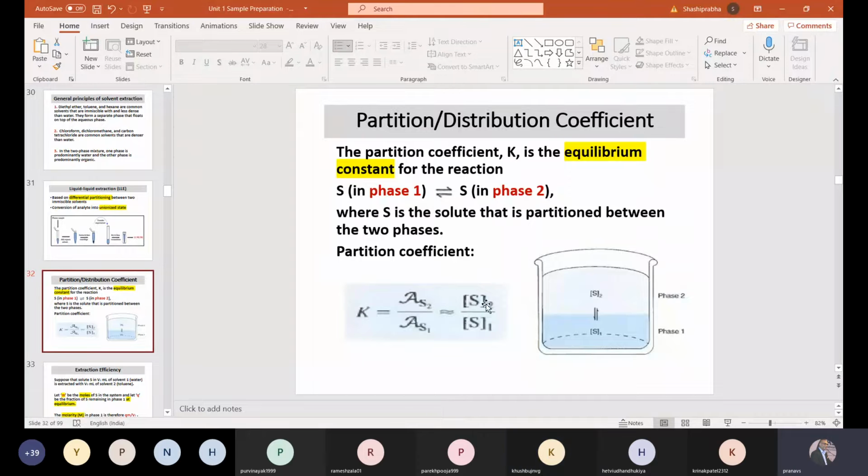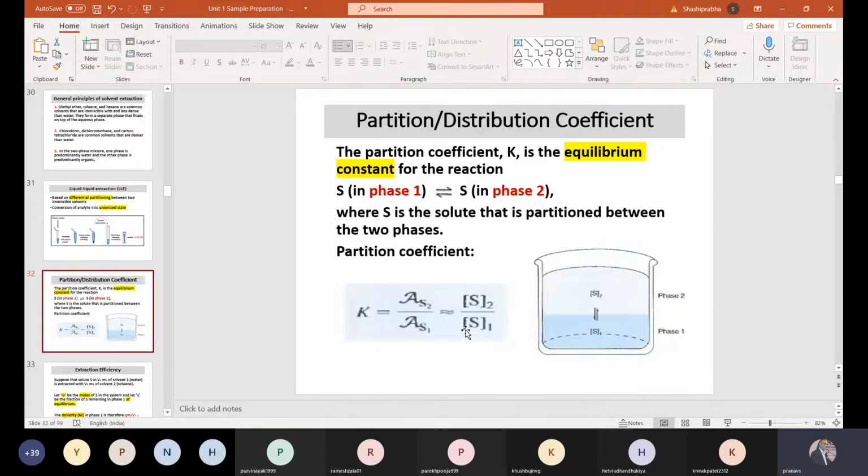This is represented in square brackets. So the species is same, analyte is same, but this is phase 1 and this is phase 2. And this is how it gets distributed. What we want is a greater value of K. That means we want greater concentration of our analyte in the extraction solvent, which is S2.